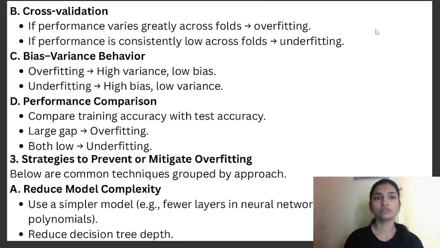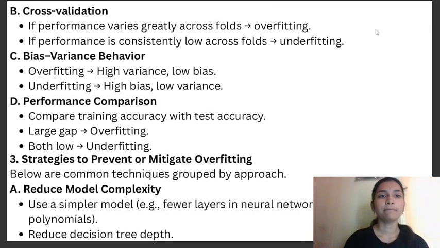So what is cross validation? Overfitting is if performance varies greatly across folds. We discussed before that folds are the small parts. So if their performance varies very greatly, then it's called overfitting. Now, if performance is consistently low across folds, it's called underfitting.